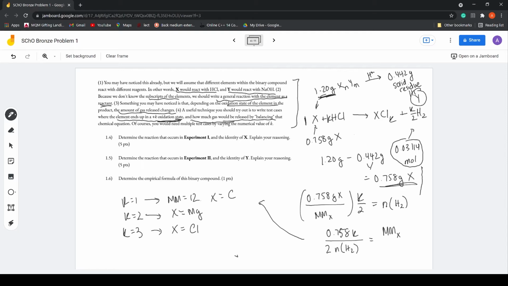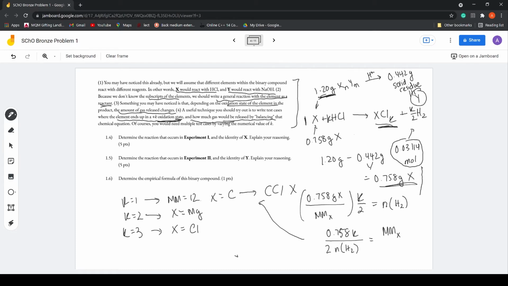Now let's use our chemical intuition a little bit and see what's actually reasonable. If K equals 1, what does that mean at the end? That means carbon is reacting with acid to end up in a +1 oxidation state. So CCl. This really doesn't make any sense. That's not really a compound. Carbon doesn't want to lose an electron very much. It really never forms a +1 oxidation state. So this is not very reasonable.